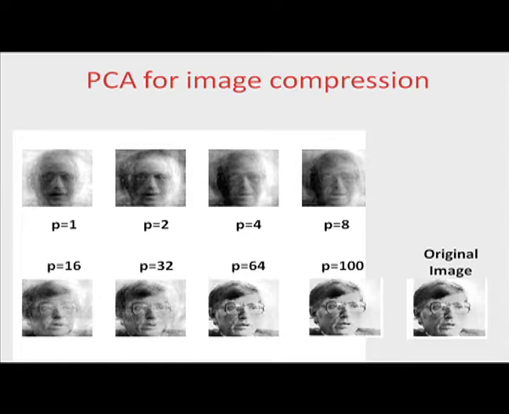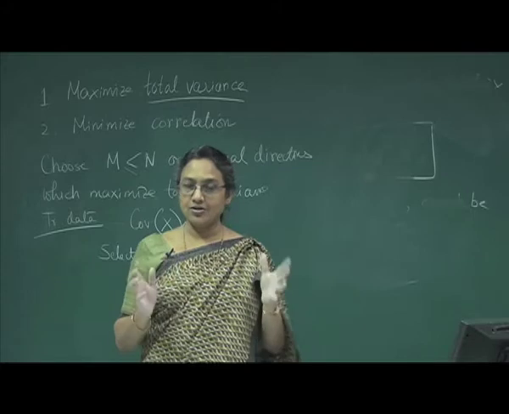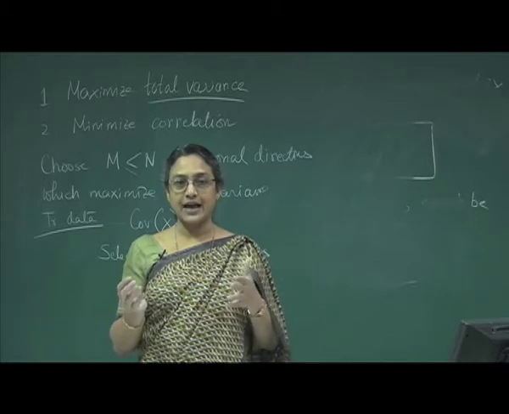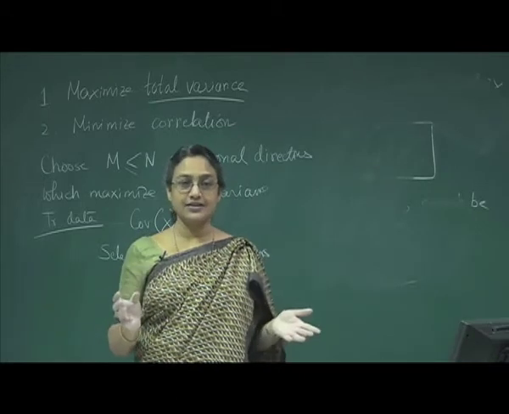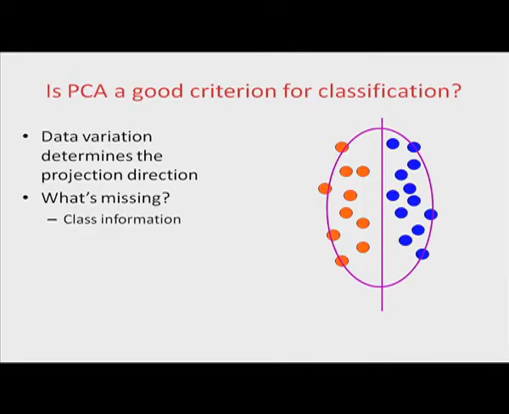So as I said, there are two ways of interpreting principal components. If you take the top principal components, they are selected such that they are orthogonal and their variance is maximum, and also they can be interpreted as that selection of vectors which are orthogonal for which the reconstruction error is minimum. And you can see from the image compression how well it works. Now let us think about whether principal component analysis is a good criterion for classification?